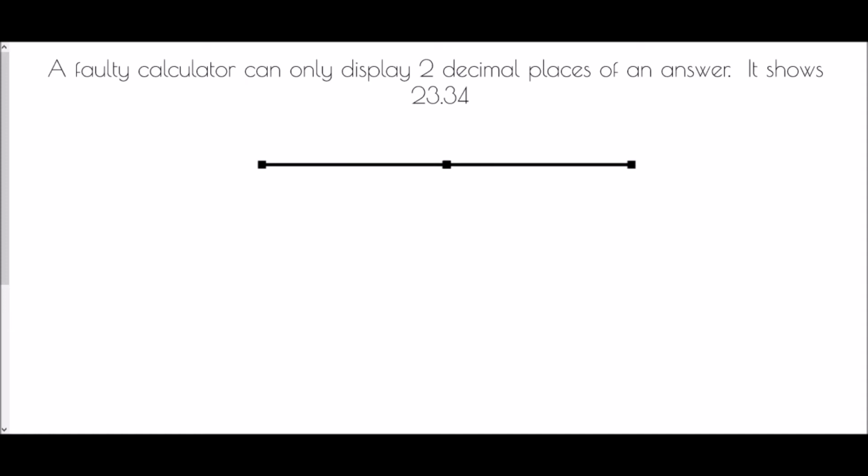A faulty calculator can only display 2 decimal places of an answer. It shows 23.34. Now, we've got to think carefully about this, what it actually would mean. If the answer is 23.34 on the calculator, but it's faulty, well, that would mean that the digits may continue afterwards. What it doesn't mean is that it could be a value lower than that. And so this is actually a version of truncation.